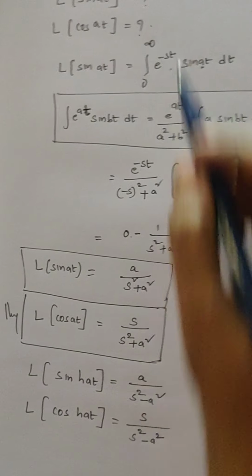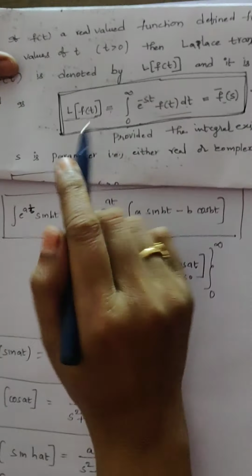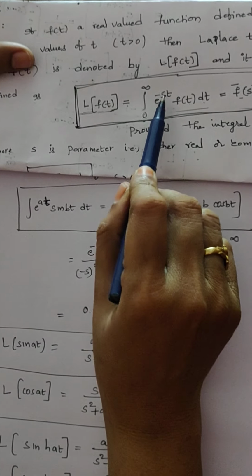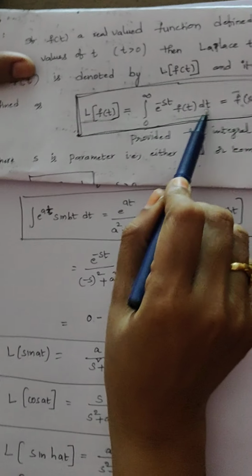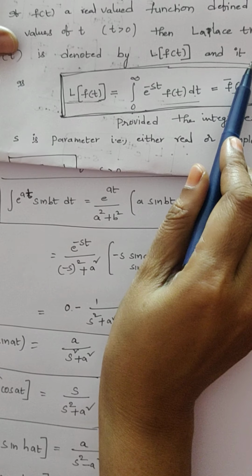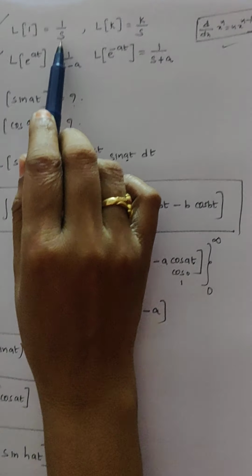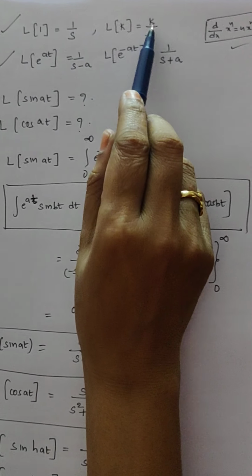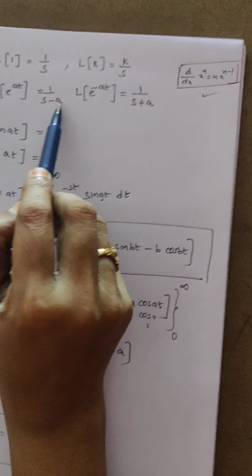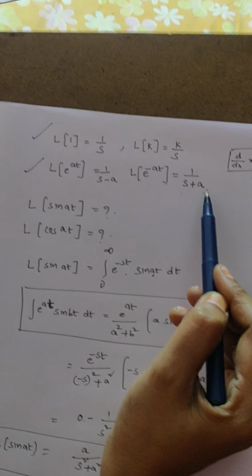So up to now we learned the basic definition of the Laplace transform. L of f of t equal to integral 0 to infinity e power minus st f of t dt. It is also denoted by f bar of s. Using this basic definition, we find Laplace transform of 1 equal to 1 by s, Laplace transform of k equal to k by s, L of e power at equal to 1 by s minus a, L of e power minus at equal to 1 by s plus a.